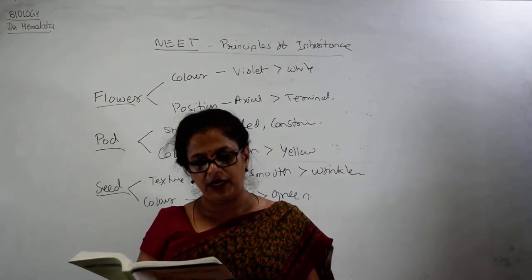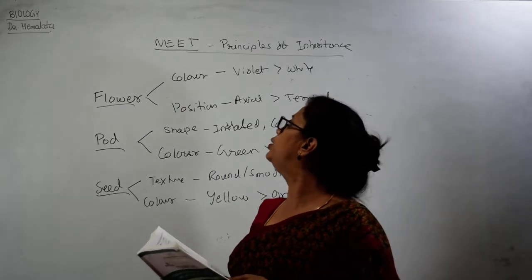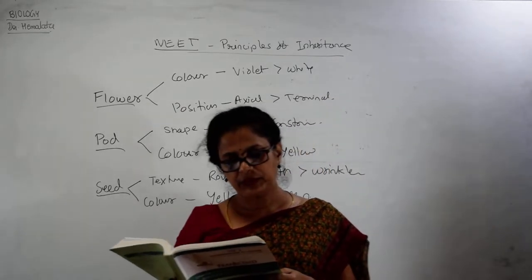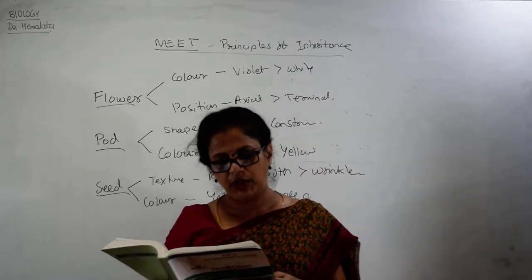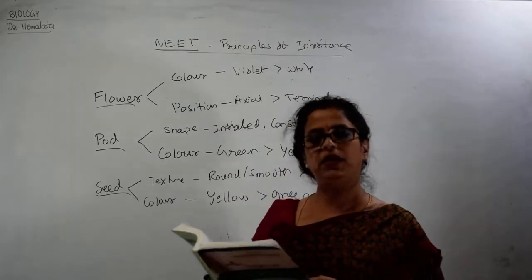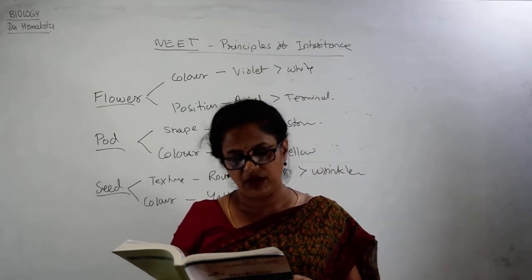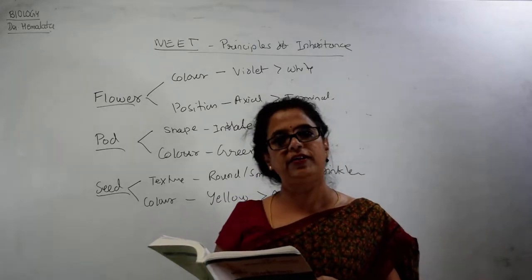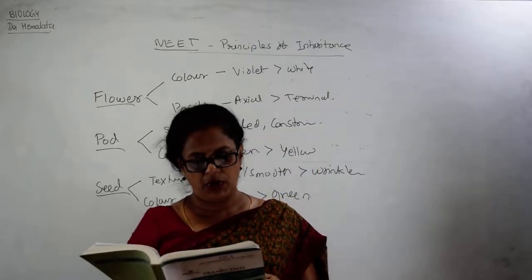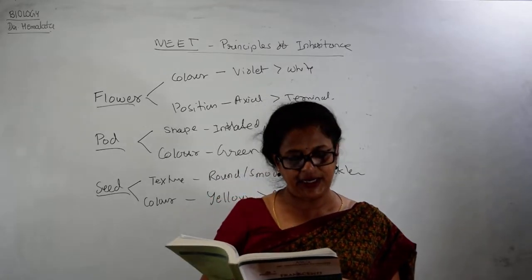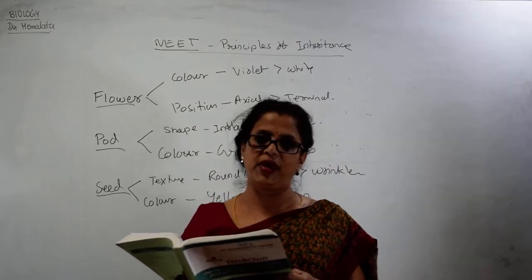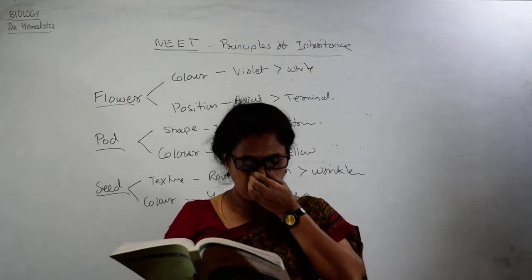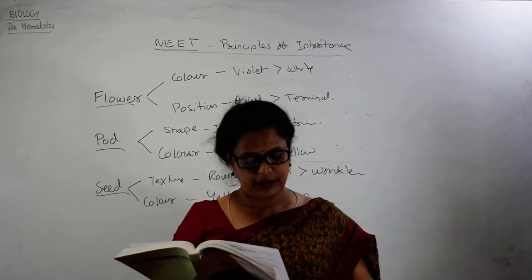Number of traits related to flower is 2. See, 1 and 2, color and position. Second one is about the pod. For the pod we have written shape and color. Next is about the seed. For the seed we have written again the texture and the color. Two characters each. Therefore, among all this, the first option is right, saying 2, 2, 2. For each one, 2 characters are studied. Right? Therefore, option number 1 is correct.